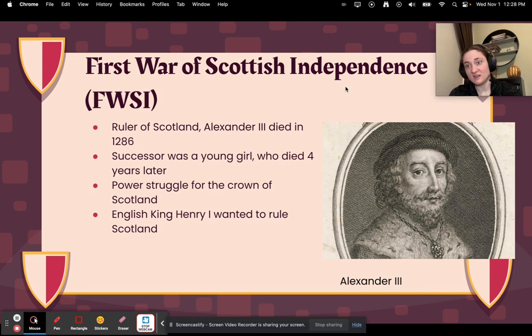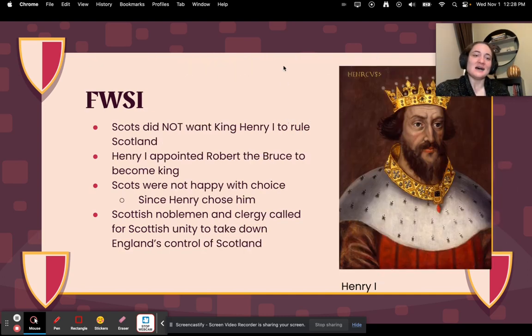A lot of different men were like, I should be king, I should be king. But there was also a lot of outside pressure. So England, who Scotland hated, had a king. His name was Henry I, and he himself wanted to rule Scotland. So the Scots were like, no, we do not want King Henry the First from England to rule Scotland, because remember, England and Scotland hate each other. So Henry was like, fine, I'm going to appoint someone to the Scottish throne. So he appointed this dude named Robert the Bruce to become king.